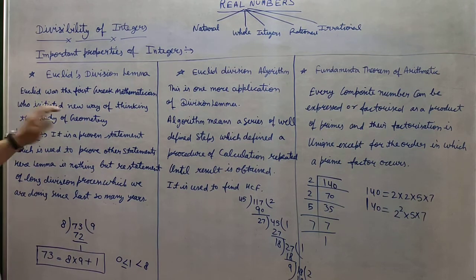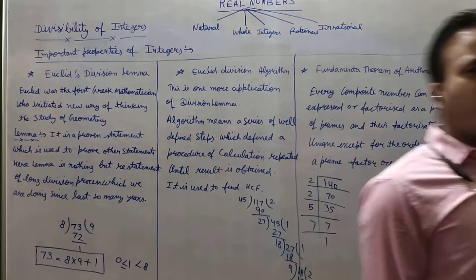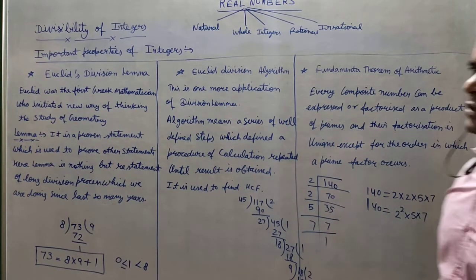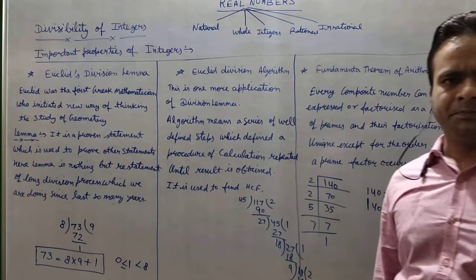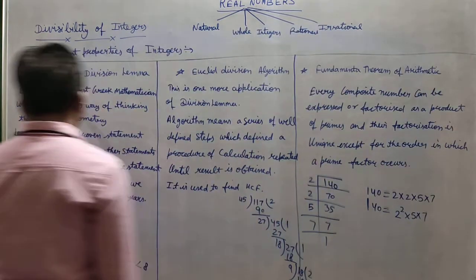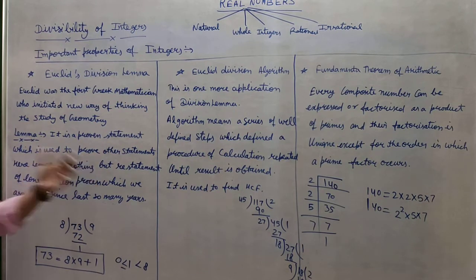If you see, Euclid was the first mathematician who initiated a new way of thinking, the study of geometry. So it means Euclid was thinking about mathematics in a different way. He thought there are some statements which cannot be proved, which are already proved by nature. So they have used one lemma. A lemma, I want to define, is a proven statement which is used to prove other statements.